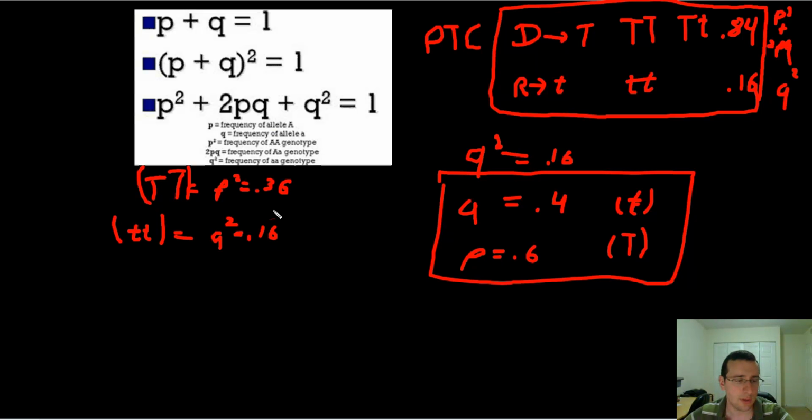That means we already have here 0.52. That leaves for 2pq the rest, which is going to be 0.48, because they all have to add up to 1. And if you actually do the math, 0.4 times 0.6 is going to be 0.24, times 2, it's 0.48. It agrees. We know now our genotype ratios as well. So we know this is big T, little t, and now we have our genotype ratios as well.